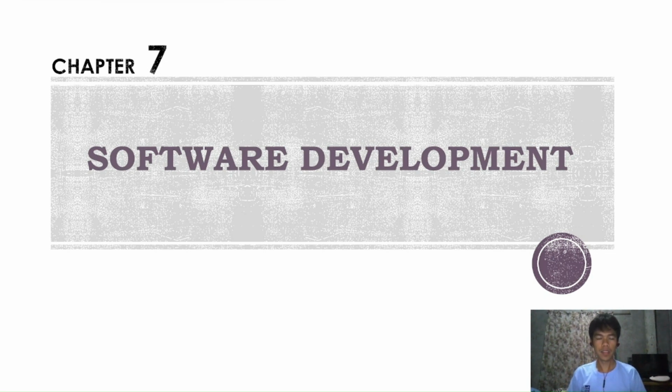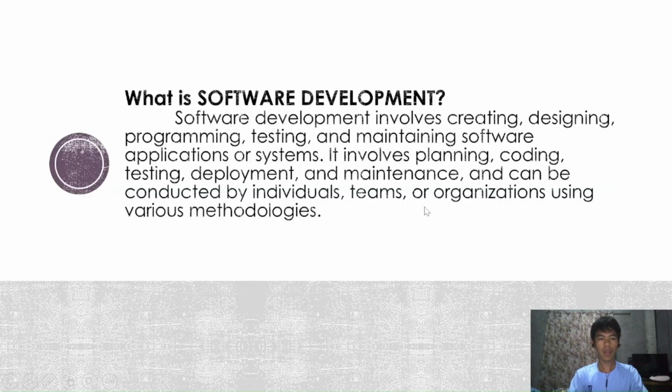Good day everyone. So today we will discuss software development, chapter 7. What is software development? Software development involves creating, designing, programming, testing, and maintaining software applications or systems. It involves planning, coding, testing, deployment, and maintenance, and can be conducted by individuals, teams, or organizations using various methodologies.